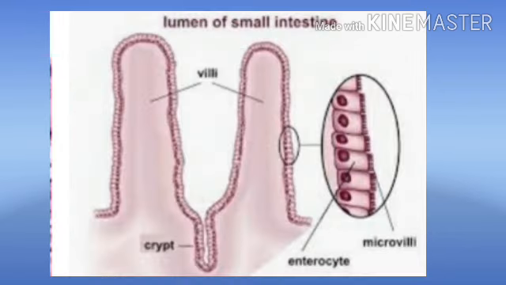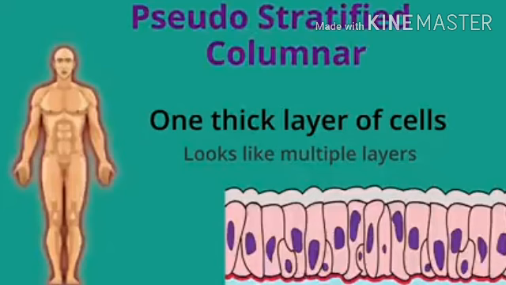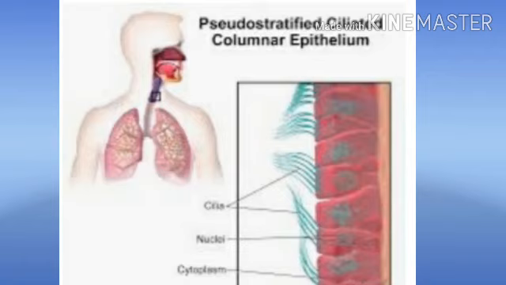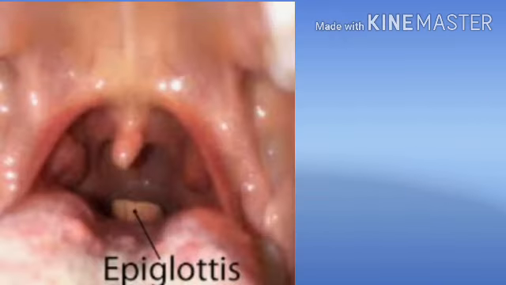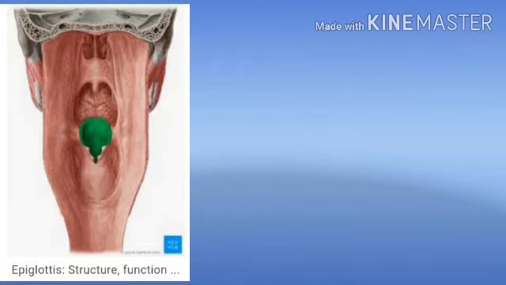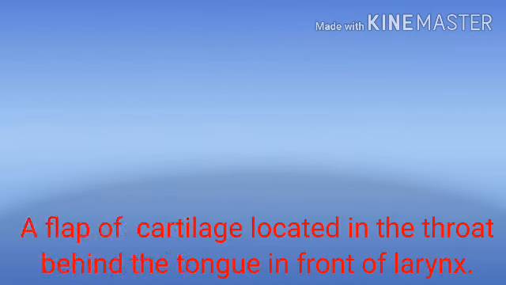Simple columnar epithelium occurs in the lining layer of stomach, intestine and their glands. Modified columnar epithelium called pseudo-stratified epithelium occurs in the nasal and genital tracts. Stratified columnar epithelium forms the covering layer of the epiglottis.